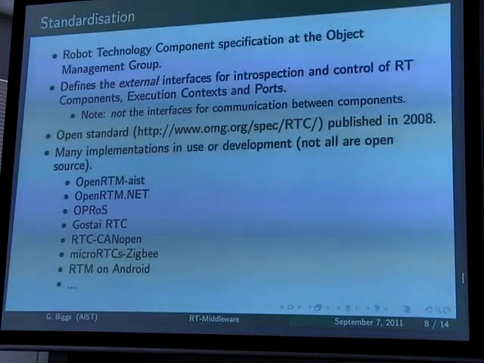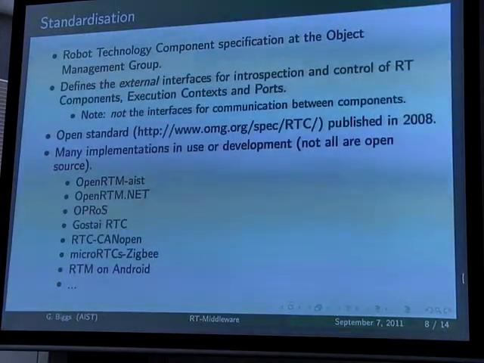This standard quite specifically defines only the external interfaces for introspection and control of RT components, execution contexts, and ports. The idea being that these are what are important for developing the toolchain. It's an open standard, which we think is quite important. You can obtain it for free from the internet, from the OMG's website.